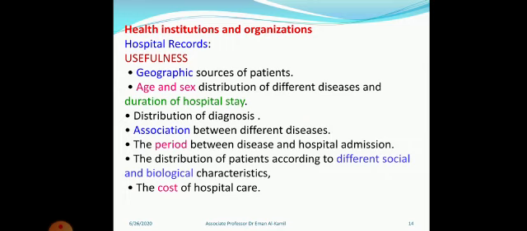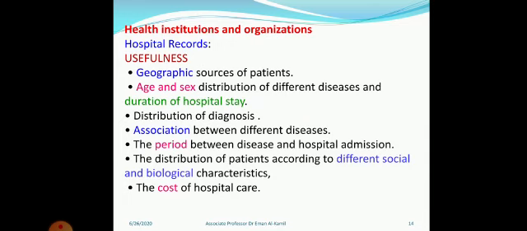the geographical source of patients, from where the patient comes, by asking about the geographical area or place of residency of different people, so they know which areas are more likely to have the disease, for example. Also, it shows the age and sex distribution of the different types of diseases, and it gives information about the duration of hospital stay, because this is very important for the planning of healthcare services.